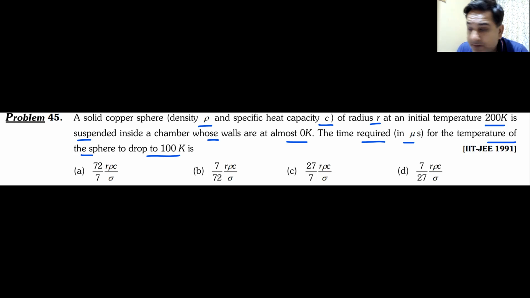And remember, have you heard about something known as Newton's law of cooling? Newton's law of cooling in radiation? Have you heard about this term? Have you heard about Newton's law of cooling? No? Okay, that means you have not studied radiation at all. Anyways, doesn't matter. We are in this class and we are supposed to learn from this class.